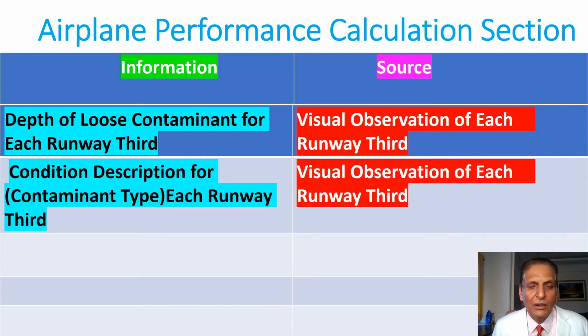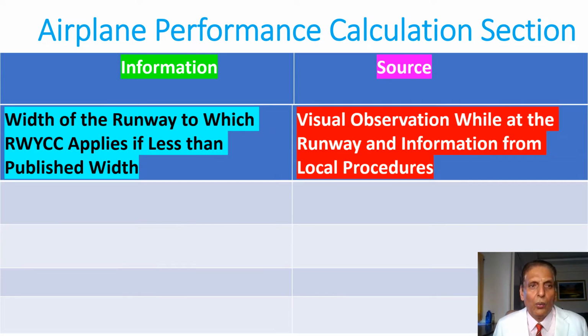Then depth of loose contaminant for each runway third will be based on visual observation of each runway third. Condition description or contaminant type for each runway third will also be based on visual observation of each runway third. Width of the runway to which the runway condition code applies, if less than published width, will also be based on visual observation while at the runway and information from local procedures. The standard width may be 45 meters, but if the runway condition code has been worked out only for 30 meters of the runway, then you will have to add 30.